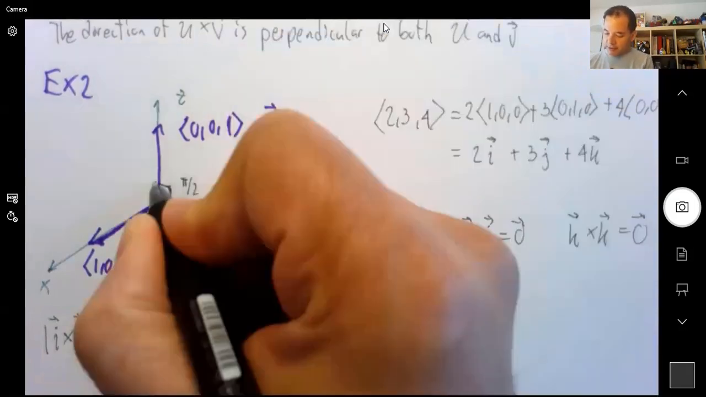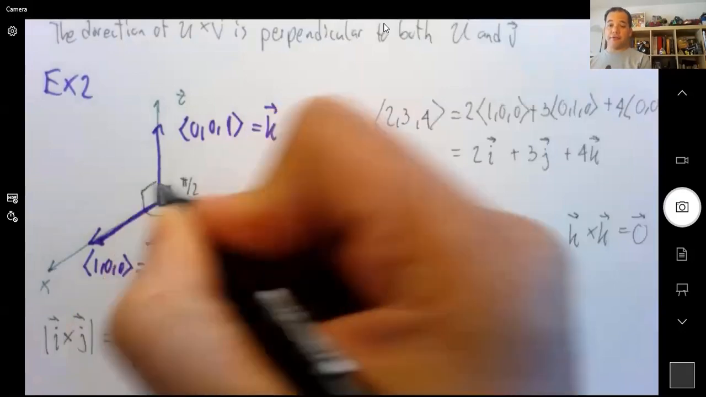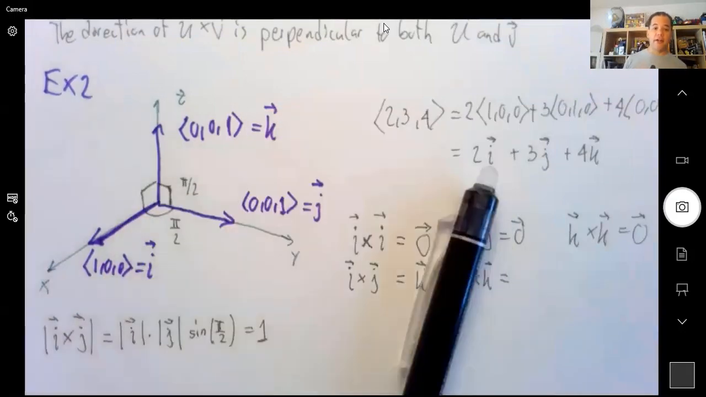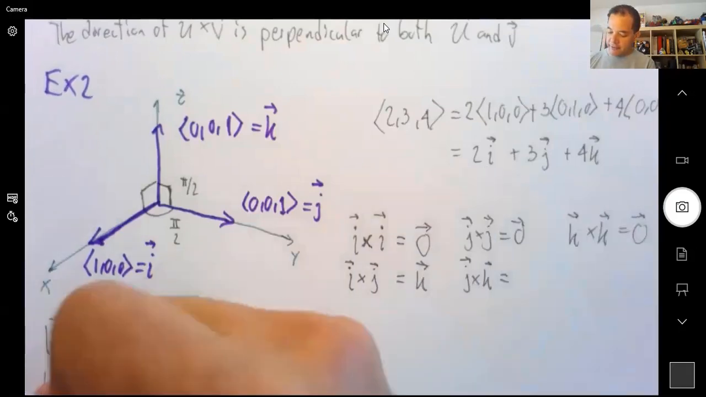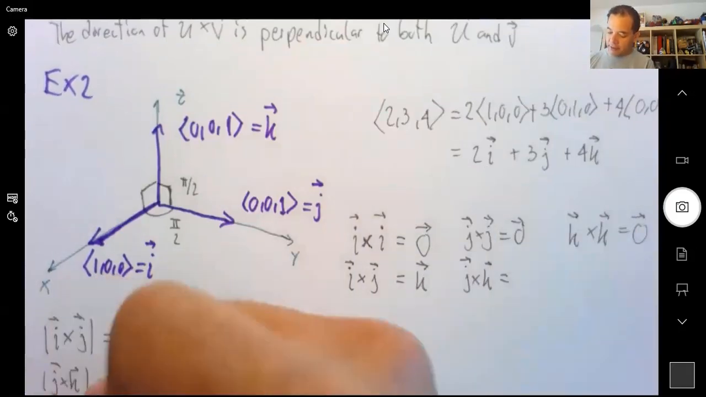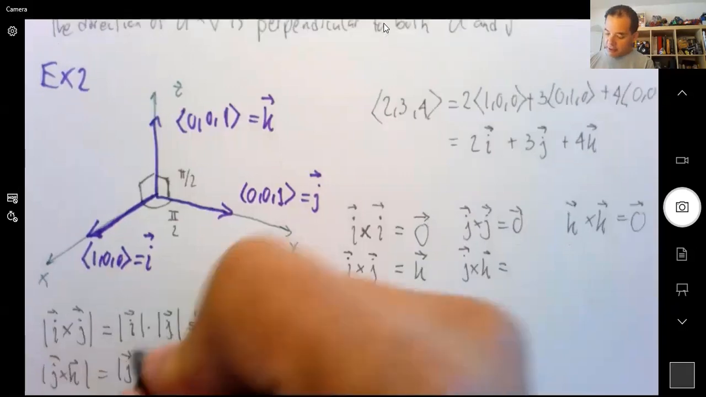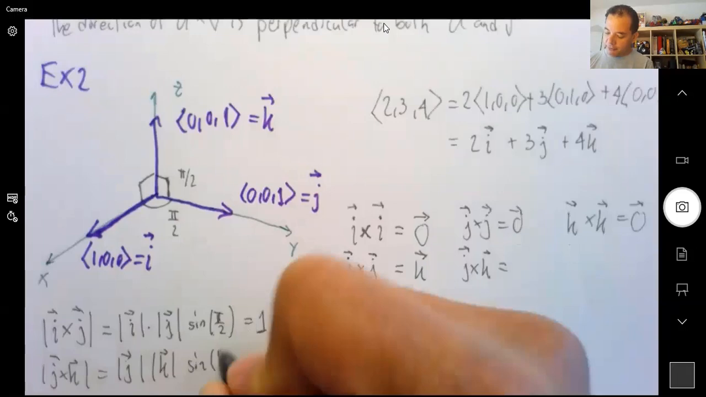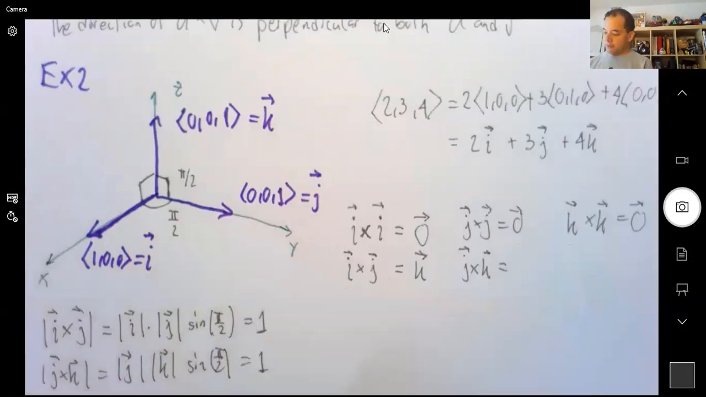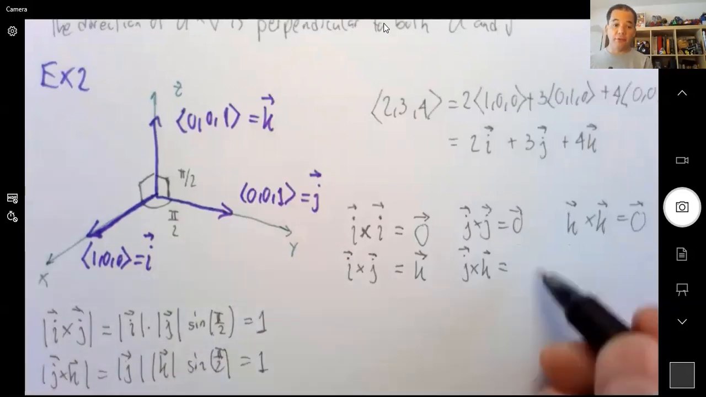And so is the angle between any three of them. That's the important thing here, right? The angle between i and j is 90 degrees, between i and k is 90 degrees, j and k is 90 degrees. They're all 90 degrees. So if I do the magnitude of j and k, we get, again, magnitude of j, magnitude of k, sine of 90 degrees, sine of pi over 2. So the answer will be 1. So this vector will be of magnitude 1.